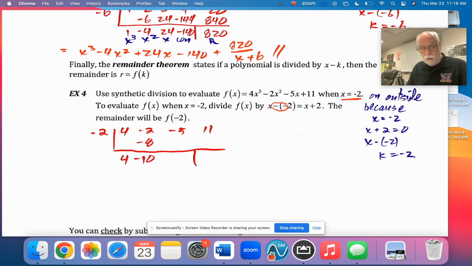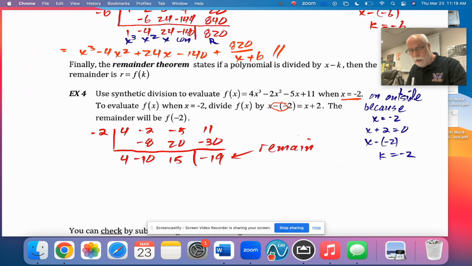All right. -2 times -10 is +20. Add those, we get a +15. And then I have -2 times 15, which is -30. Add those, and that gives us -19. So this here is our remainder. And when it says to use the remainder theorem, you're just finding what the remainder is. So on this here, f of -2 is equal to -19. And that's just a quicker way than just plugging it in.